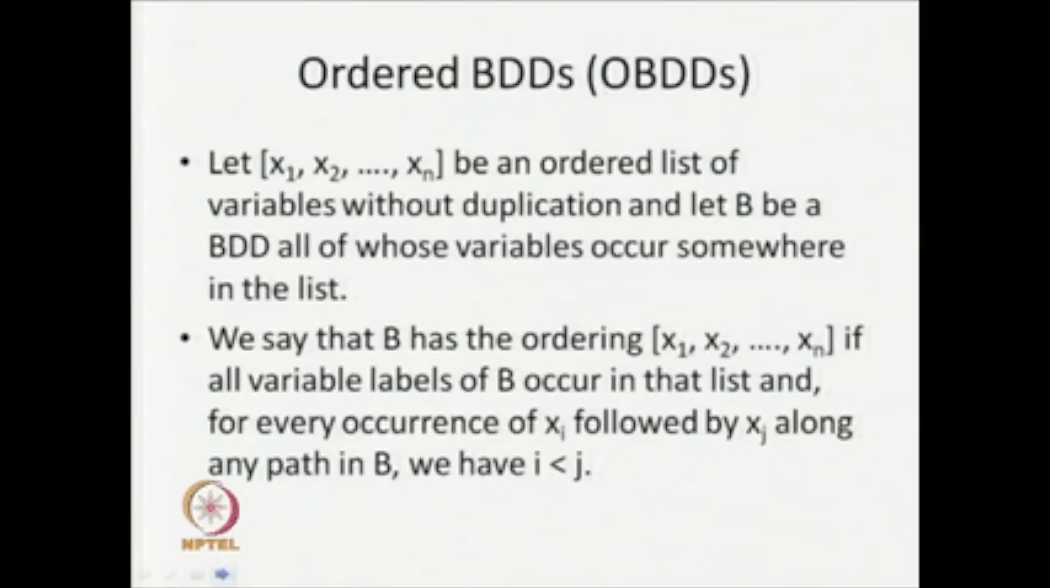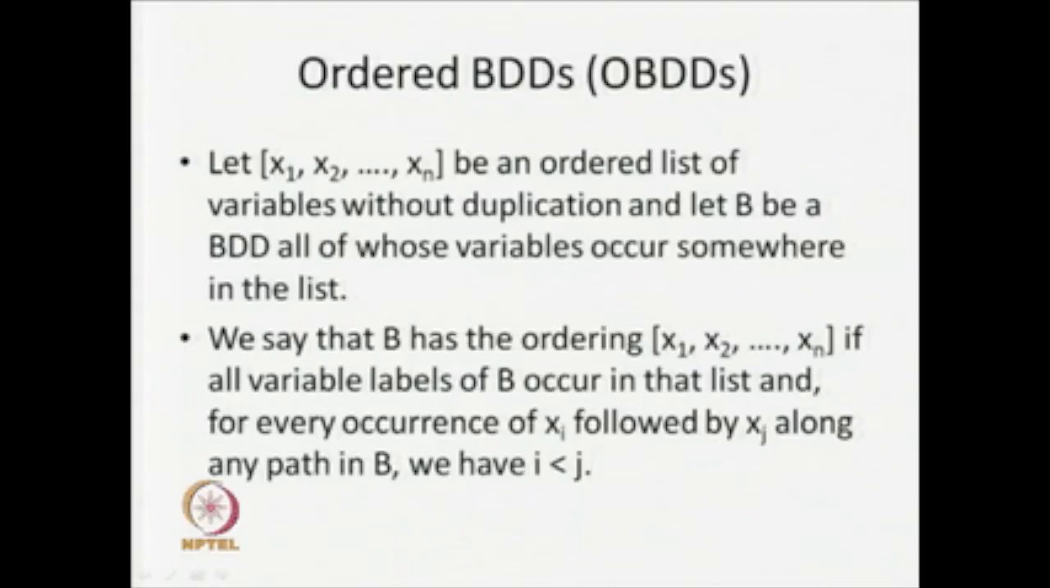So, in case of an ordered binary decision diagram, the variables will come in a particular order. Let us consider that x 1, x 2, ..., x n be an ordered list of variables without duplication, and let B be a BDD, all of whose variables occur somewhere in the list. We are considering a BDD where all the variables of this list occur somewhere, and this is an ordered list where duplication is not allowed. We say that B has an ordering x 1, x 2, ..., x n if all variable levels of B occur in that list, and for every occurrence of x i followed by x j along any path in B, i is less than j.